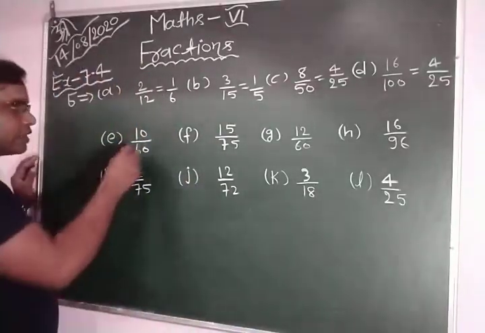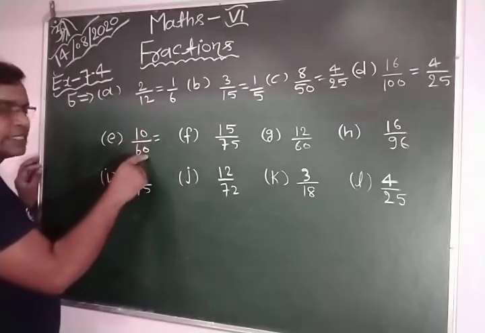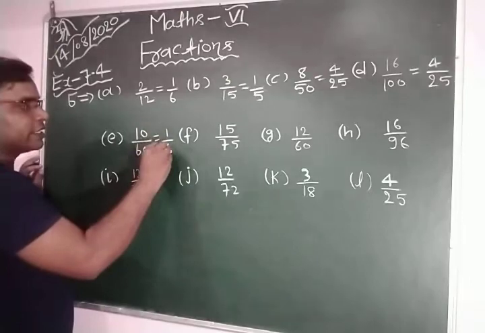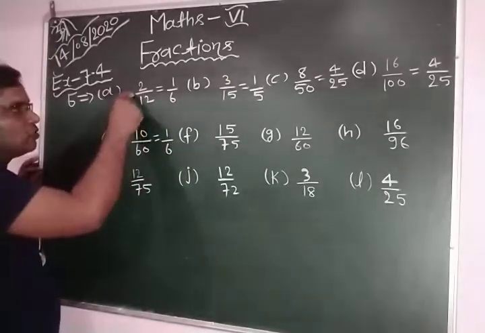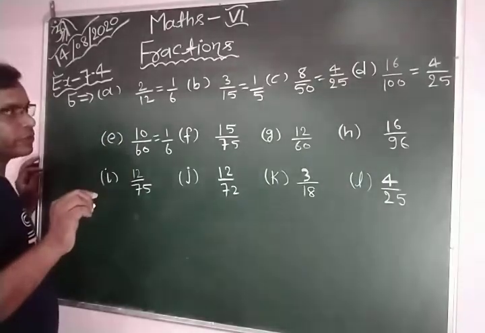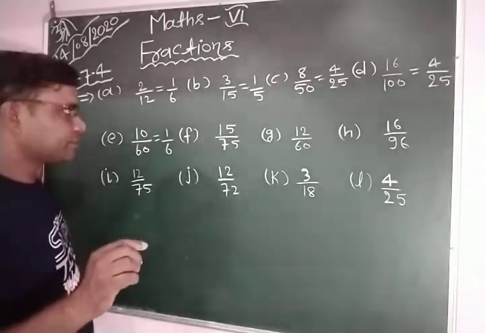Okay, so here you can say this is 10 by 60. If you simplify it, 10 ones are 10, 10 sixes are 60. So here you can see 2 by 12 and 10 by 60 are in the same group. Okay, clear?